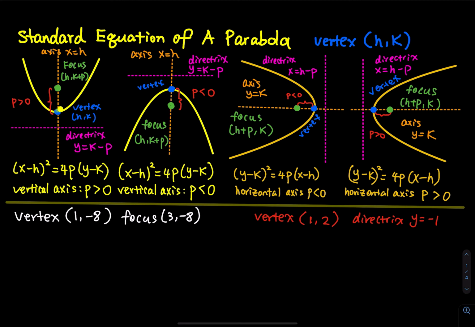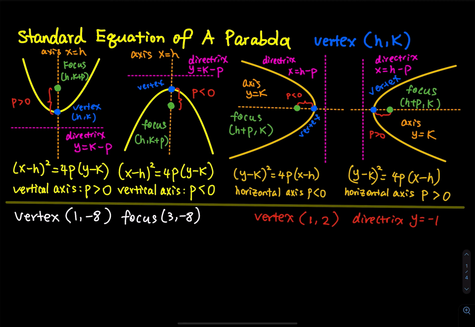When the parabola is facing up, p is greater than 0. p is the distance between the vertex and the focus. p is also the distance between the vertex and the directrix. So when the parabola opens up, p is greater than 0. When the parabola opens down, p is less than 0.